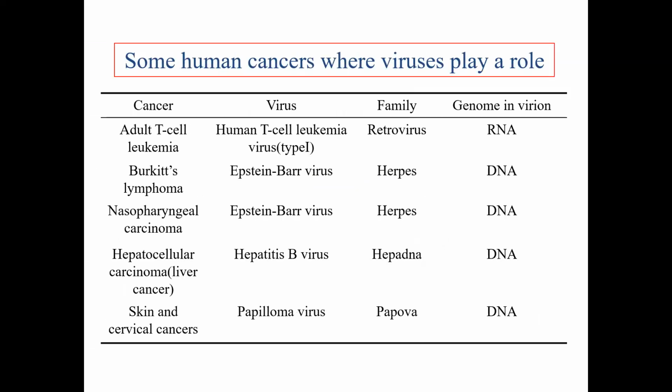These are some examples of human cancers where viruses play a big role. For example, T-cell leukemia is caused by the human T-cell leukemia virus. Burkitt's lymphoma is caused by the Epstein-Barr virus. You also have nasopharyngeal carcinomas caused by that type of virus. The hepatitis B virus can cause hepatocellular carcinomas, or liver cancer. And the papilloma virus can cause skin and cervical cancers.